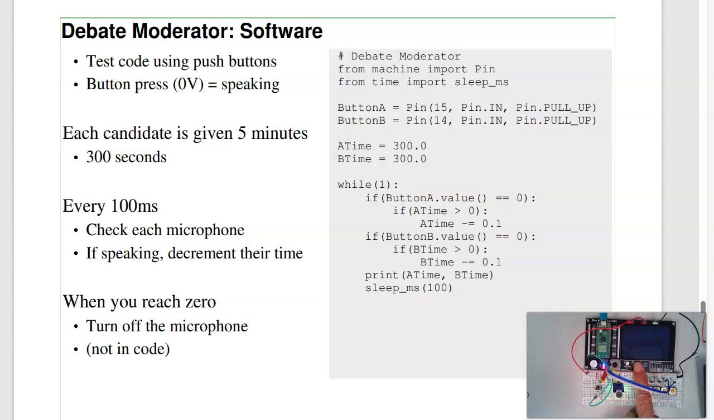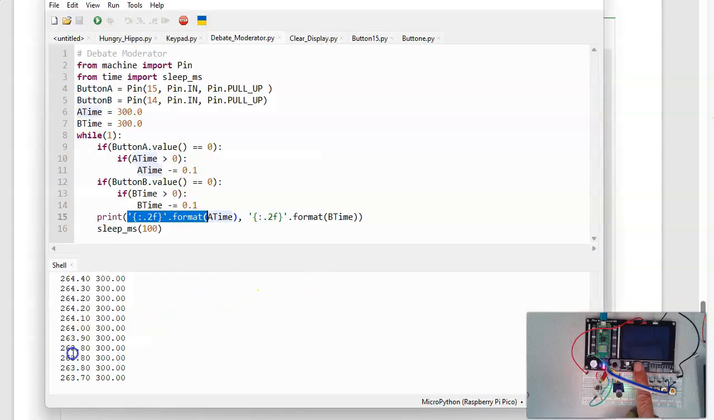So to test that, I can go to this program. Here's the two speaker times. Currently using the push buttons. If I hold down button A, A's time is decrementing. Release, stops. Hold down button B, B's time is decrementing. Hold them both down, meaning both people are talking over each other. Both times decrement. Okay, so that looks good.